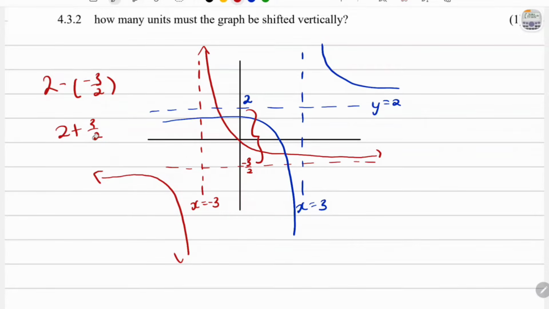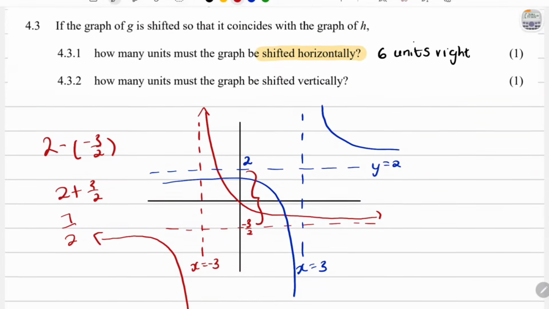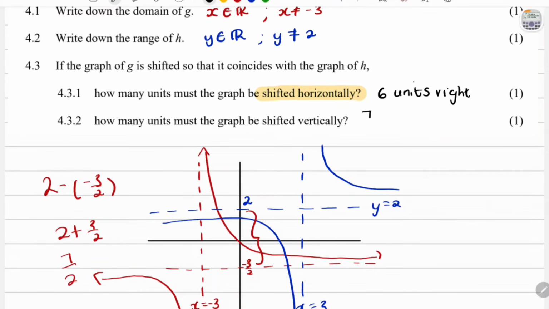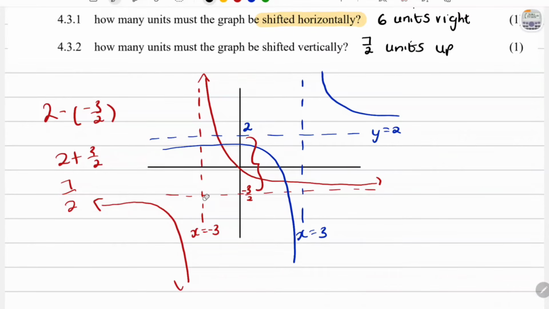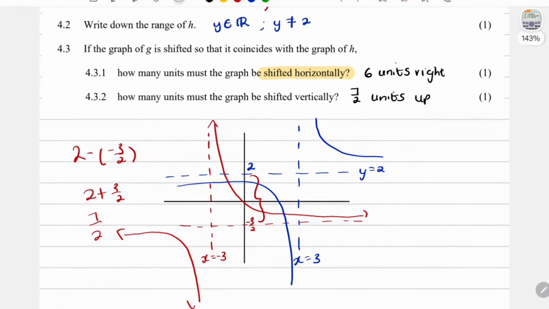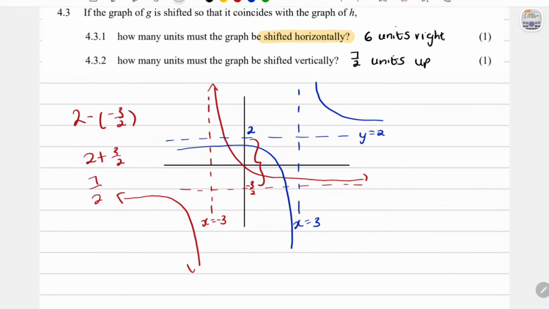Adding mixed fractions, you multiply the whole number and the denominator, which is 4, and then add 3. So that is 7/2. That's how many units you need to move it: 7/2 units up. So the answer is 7/2 units up. Once those asymptotes move, the graph itself will also move and perfectly align with that graph. So that is the answer for that, and moving on to the next questions.